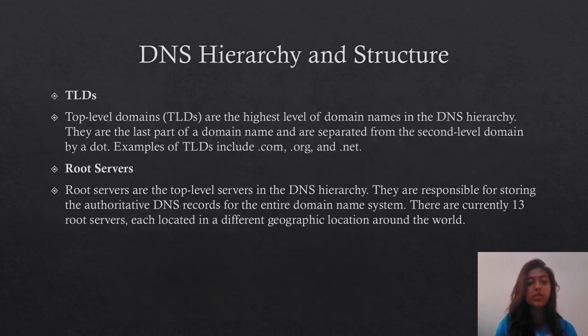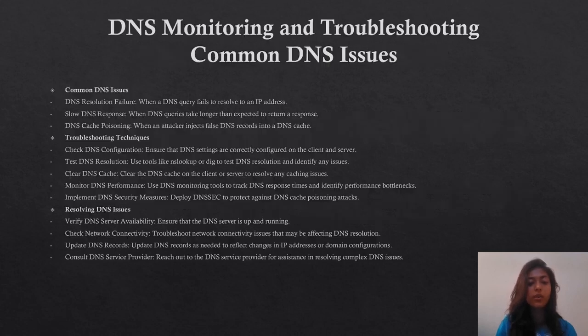DNS hierarchy and structure. TLDs, or top-level domains, are the highest level of domain names in the DNS hierarchy. They are the last part of the domain name and are separated from the second level by a dot. Examples of TLDs include .com, .org, and .net. Root servers. Root servers are the top-level servers in the DNS hierarchy. They are responsible for storing the authoritative DNS records for the entire domain name. There are currently 13 root servers, each located in a different geographical location around the world.